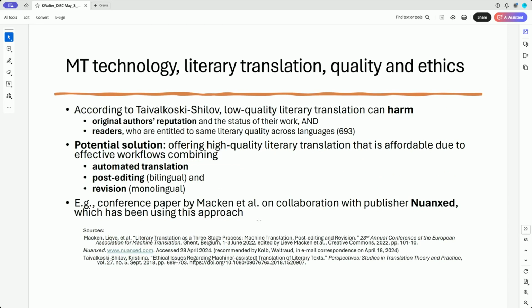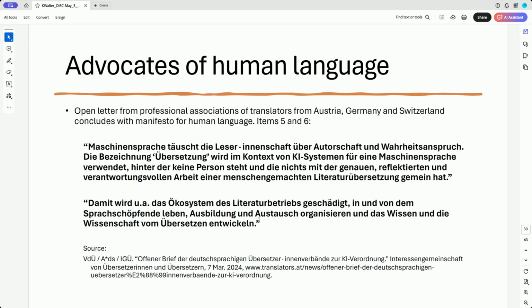There has been a conference paper by colleagues from the University of Ghent, and they have collaborated with a publisher called Nuance, which is using this approach. And in the limited corpus that they've studied to date, they have found that after the final revision process, there is little perceived difference between a human translation and a post-edited machine translation.